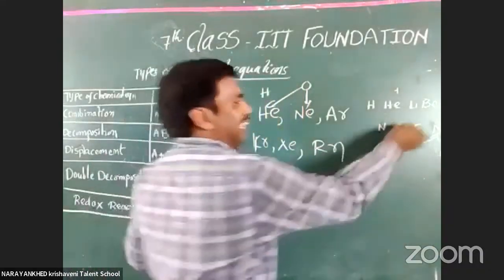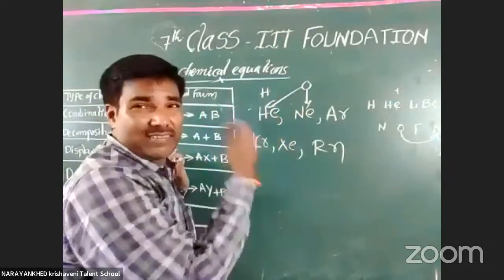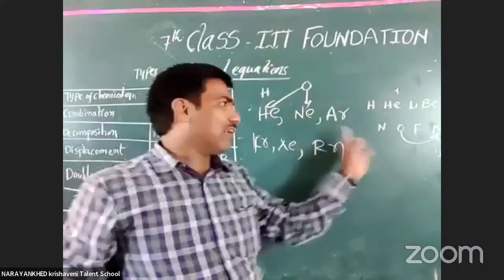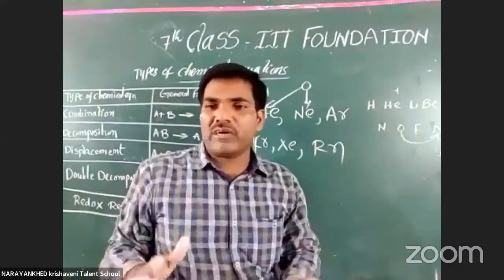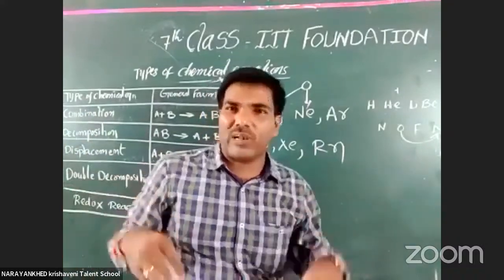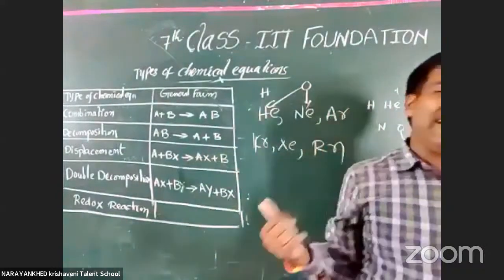Neon or otherwise the helium. 1, 2, 3, 4, 5, 6. So after the 6th element, it does not try to become like helium. Yes, all the elements also try to become the nearest inert gas. That's why they either lose electrons or gain electrons.